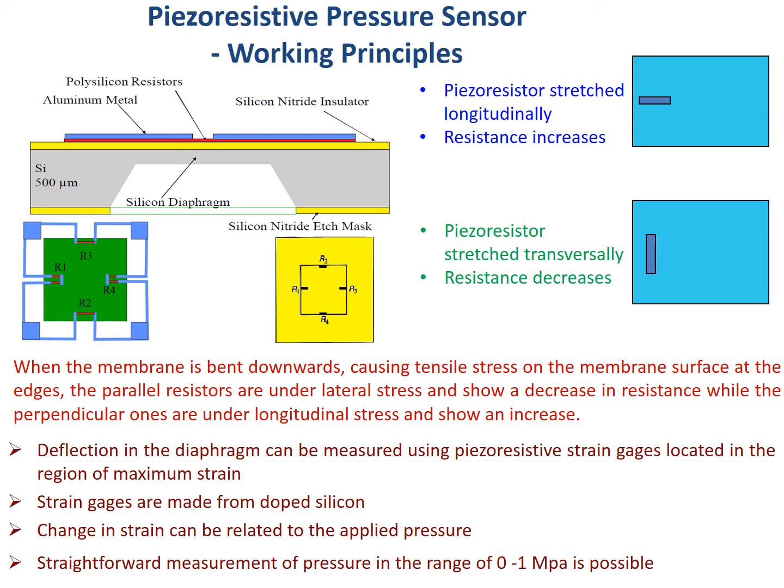Now in the bottom side we have shown, for example, one square type diaphragm where four piezoresistors or strain gauges are placed, right? So this is one type of view. This is another simplified view where you can see this is the actual diaphragm, and here R1, R2, R3, R4, these are the 4 piezoresistors, right?